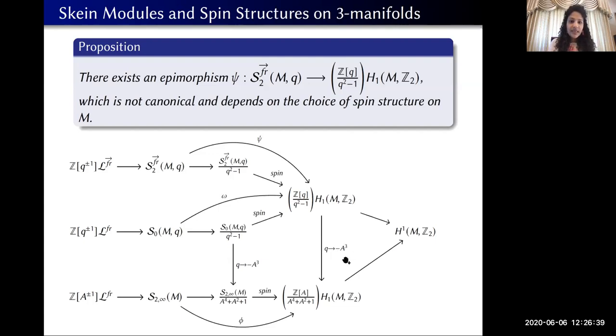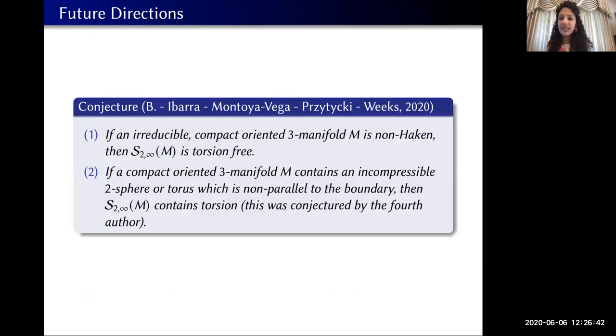Okay. So we have spoken about torsion in the framing Skein module, and we've also mentioned that the Kauffman bracket Skein module has torsion when the manifold has a non-separating torus or 2-sphere embedded in it. So we conjecture that this is the only case in which torsion can arise for the Kauffman bracket Skein module. So we conjecture that if an irreducible compact oriented 3-manifold M is non-Haken, then the Kauffman bracket Skein module is torsion-free. And if a compact oriented 3-manifold contains an incompressible 2-sphere or torus, which is non-parallel to the boundary, then the Kauffman bracket Skein module contains torsion. Okay.